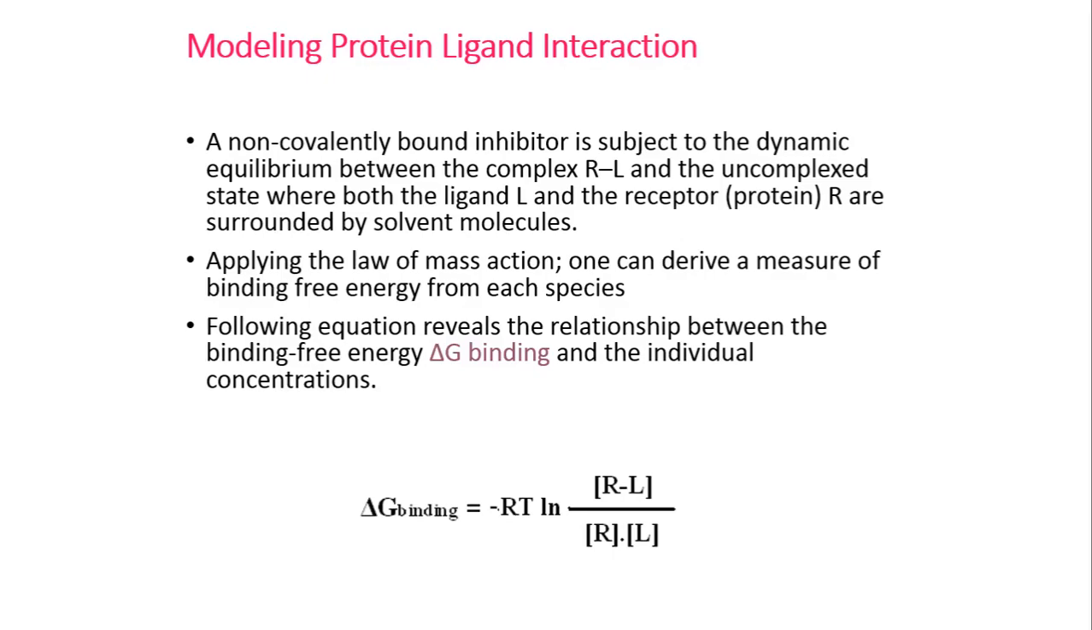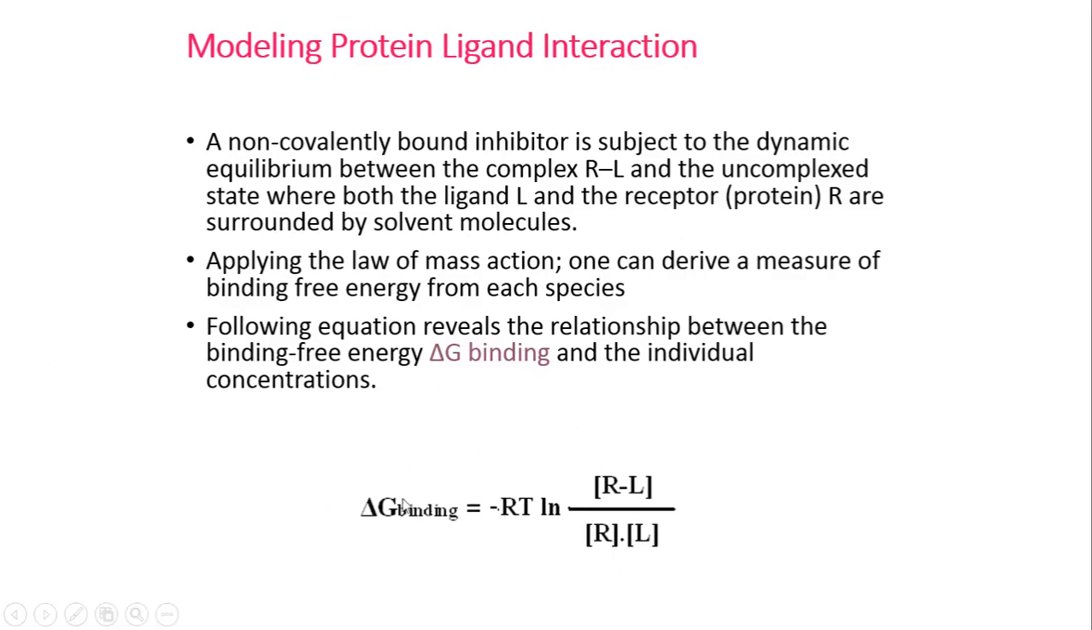Now one can apply the law of mass action. By applying this law of mass action, one can derive measures of binding free energy from each species. Each species, in the sense, over here we are talking about two species, protein and ligand. So what is the contribution of the binding free energy of protein and ligand and their complex as such? Now you have an equation that reveals the relationship between the binding free energy, represented by delta G binding, with the individual concentrations of the three species.